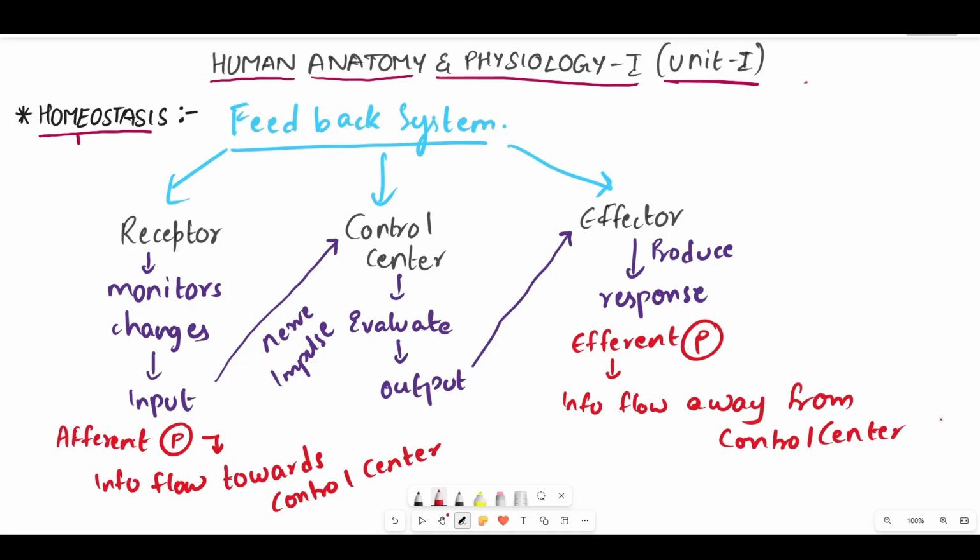Let us understand this through an example now. Let us take the condition of body temperature.